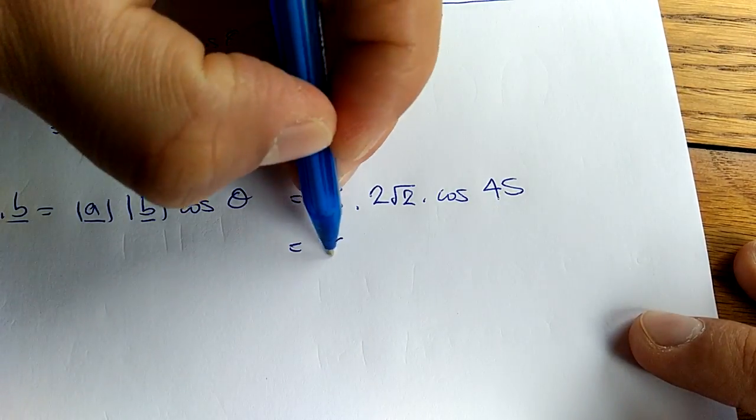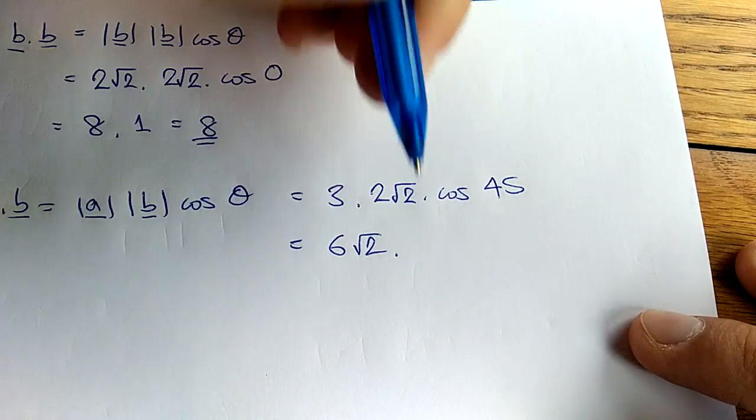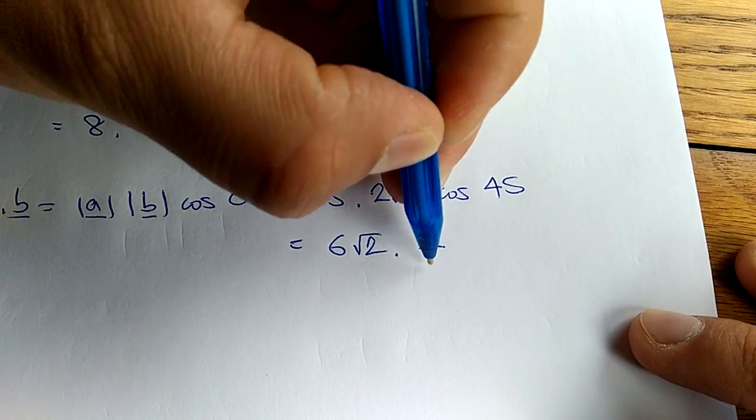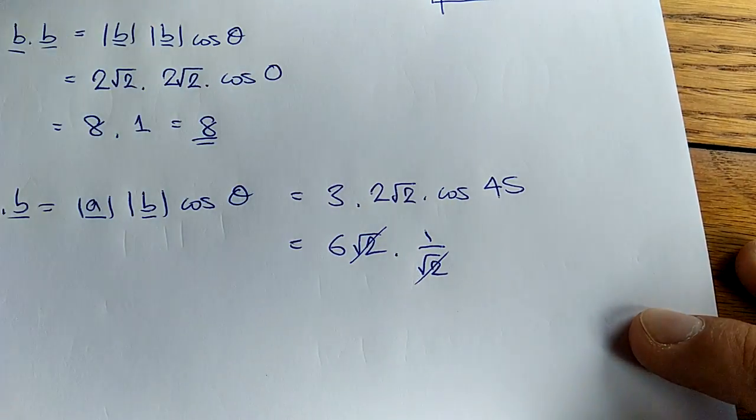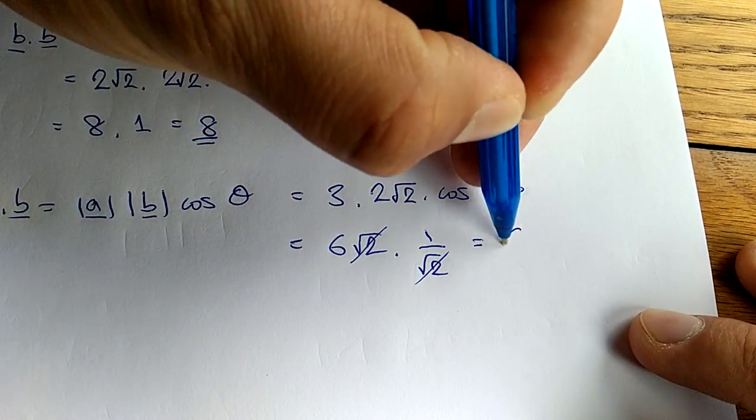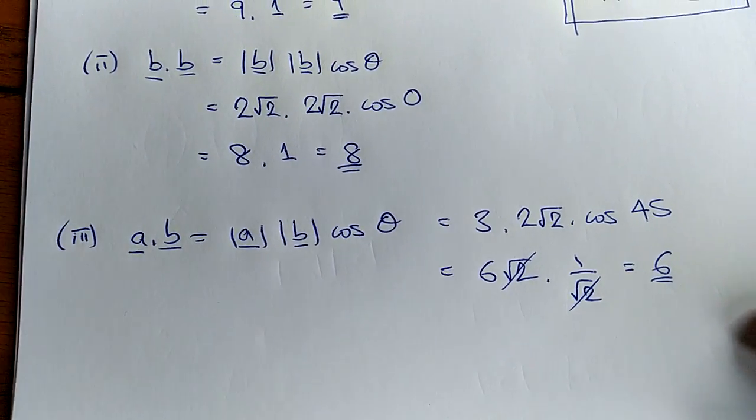Okay, so that's going to be 6 root 2 times, and you should know your exact values table, cos of 45 is 1 over root 2. Good news, these cancel out. 6 times 1 is just 6. Nice and easy. Okay, so that was part A.